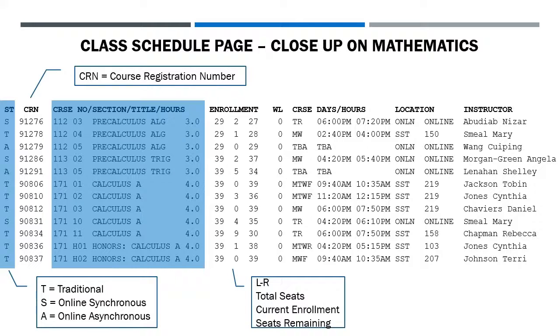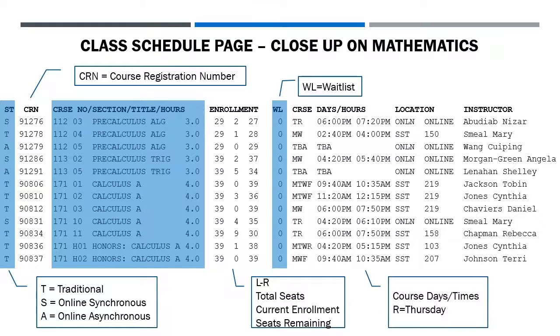The next several columns are related to the course enrollment. From left to right, the first column is the total number of seats in the course, followed by the current enrollment, and then the number of seats that are remaining. The next column tells you how many students, if any, are waitlisted for a specific course section. This is followed by the days and times for a course. Typically, if the course is TBA, it's an asynchronous online course. Note that R stands for Thursday.